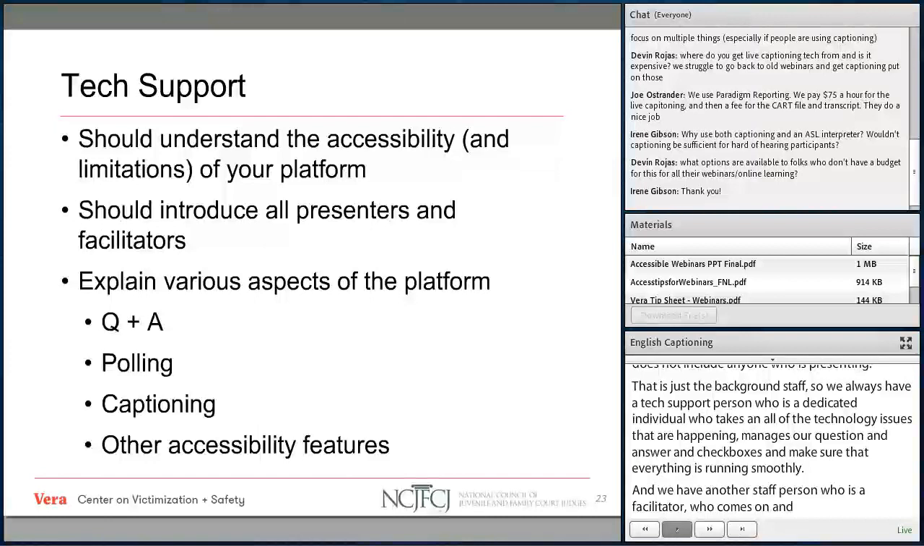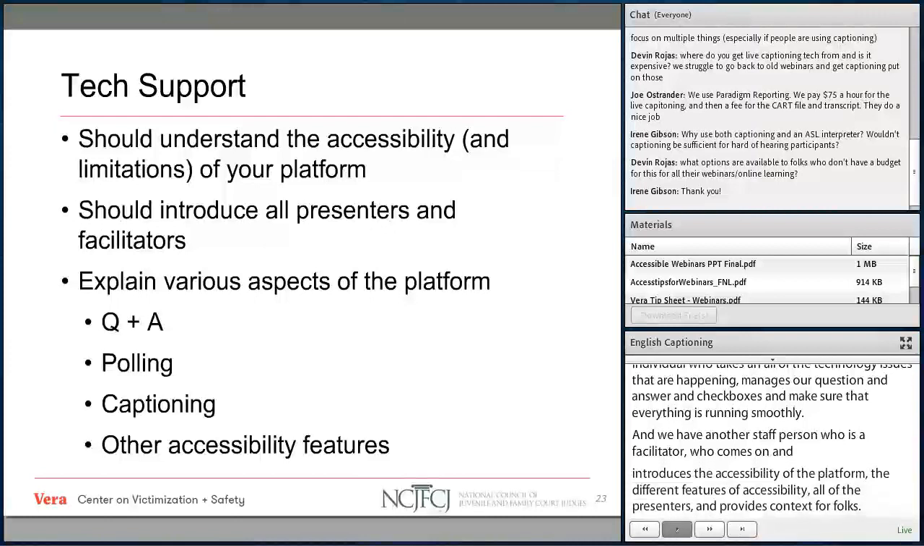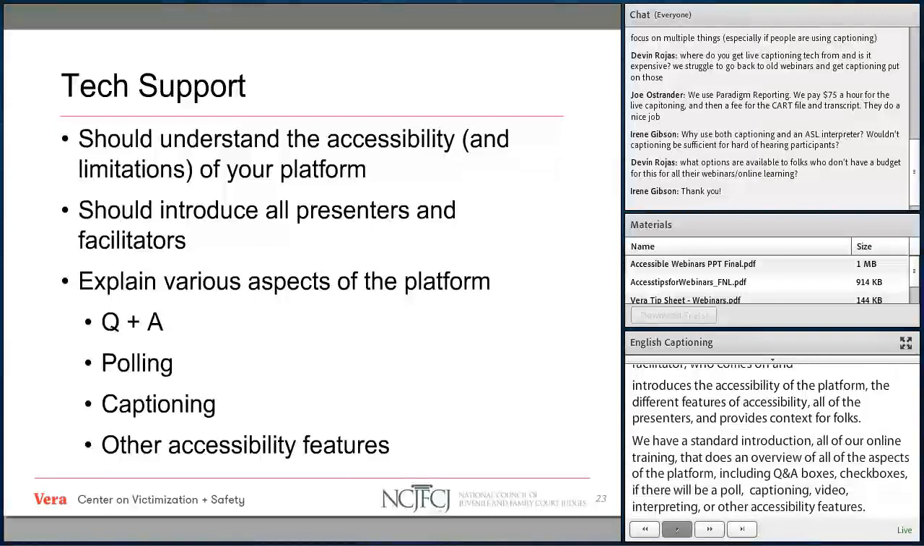So we have a standard introduction to all of our online trainings that does an overview of all of the various aspects of the platform, including question and answer boxes, chat boxes, if there's going to be polling, captioning, video interpreting, or other accessibility features. Actually, we created a video for our webinars that we play starting about 10 minutes before our webinar starts. We play a video that goes over all of the access features of our particular platform.